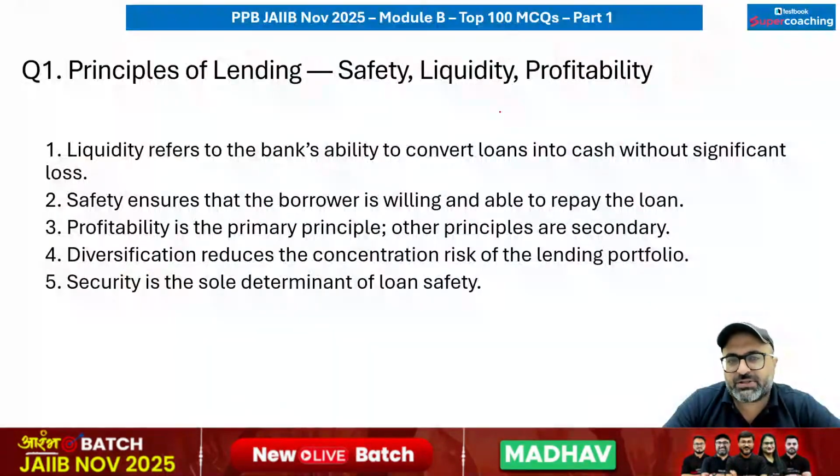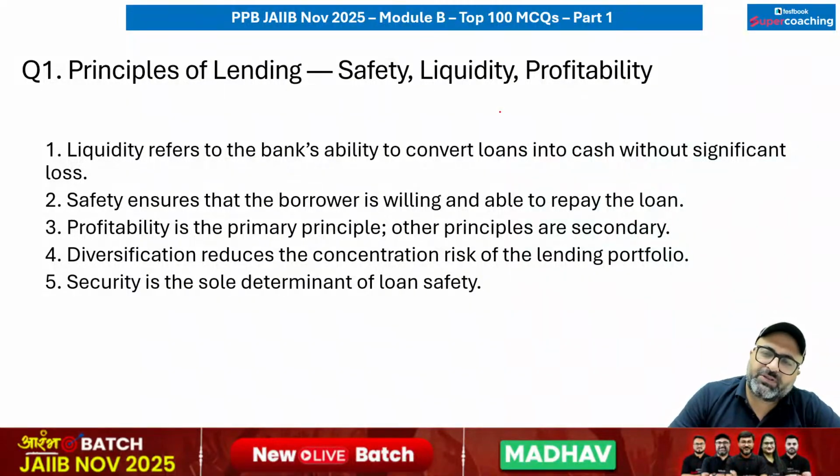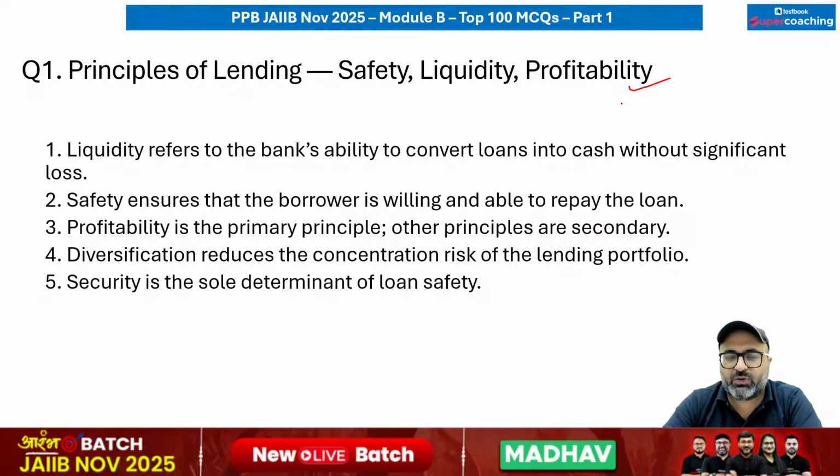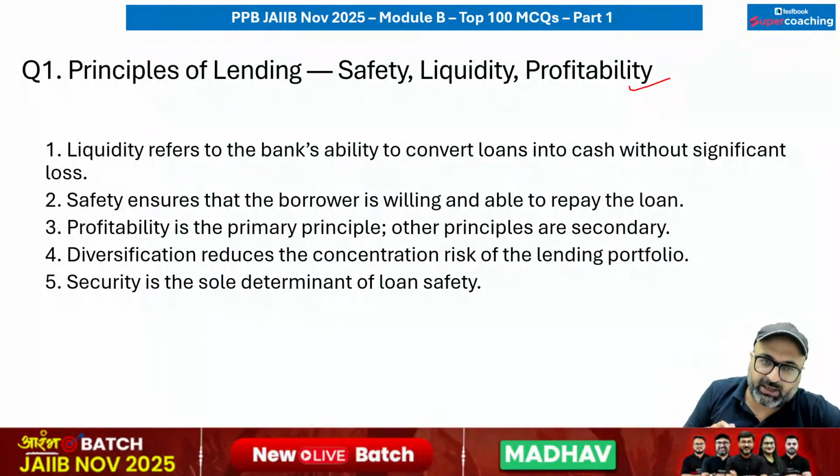Here we go with the first question. Principle of lending, safety, liquidity, profitability based. I have 5 statements. You have to identify, out of these 5 statements, which all statements are correct. More than one statement can be correct.